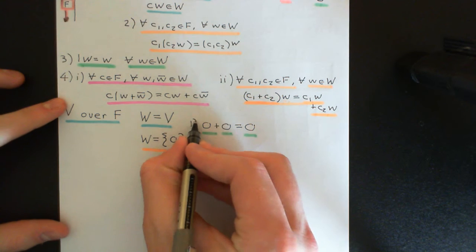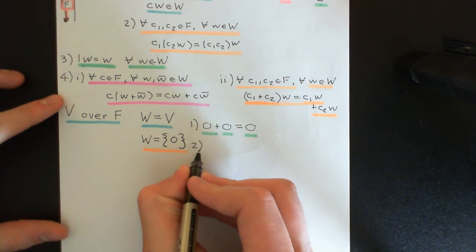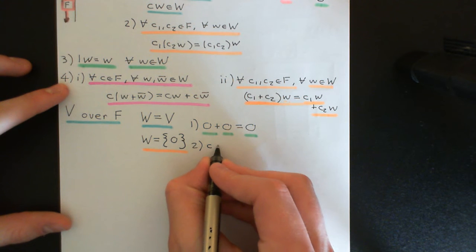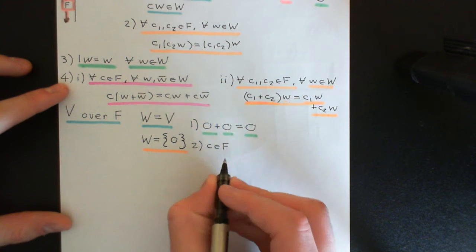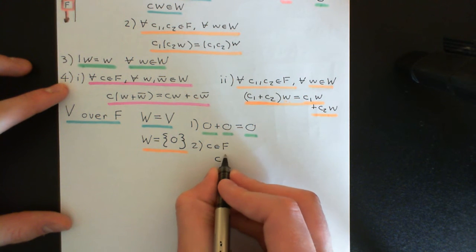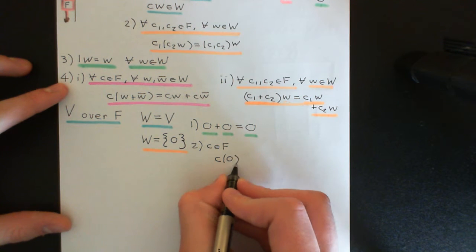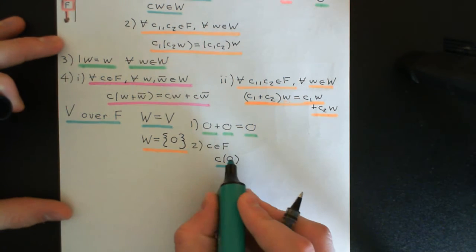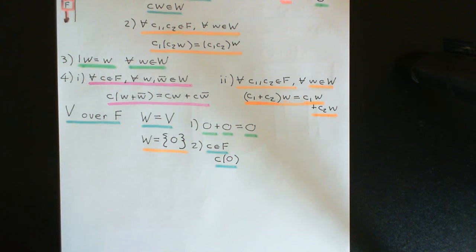Next, I need to make sure that it's closed under scalar multiplication. So I need to make sure that if I take any element of the field, c, and scalar multiply c by the zero vector, I end up with something back in W.